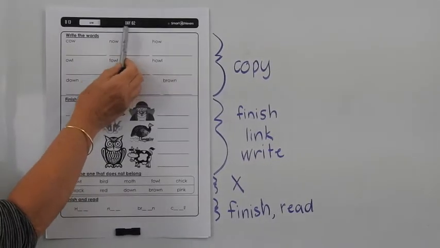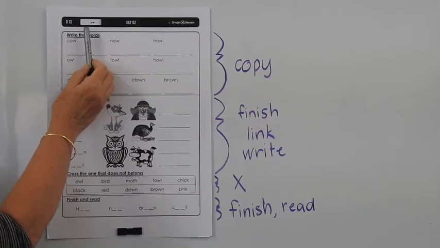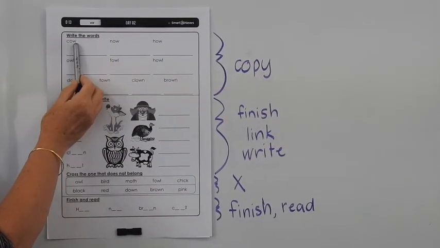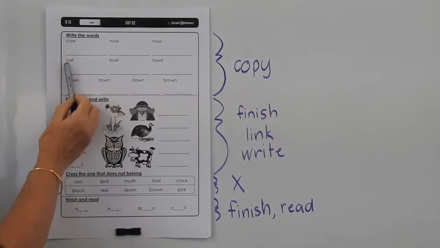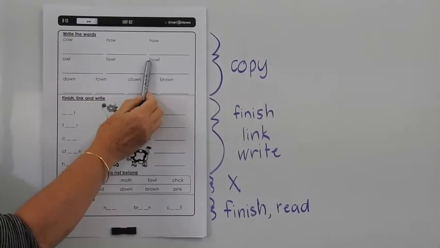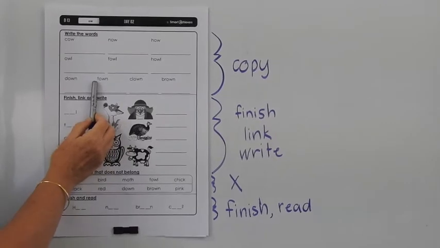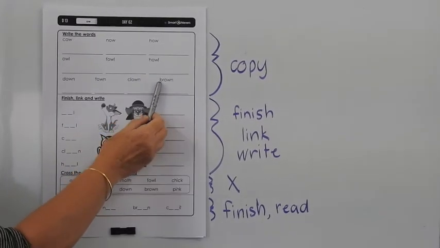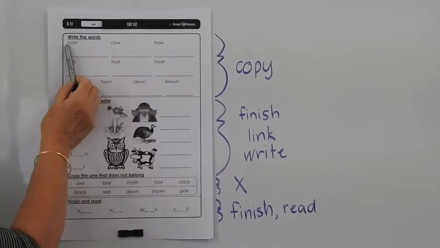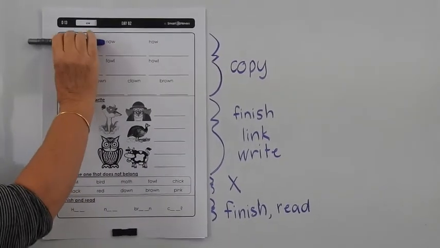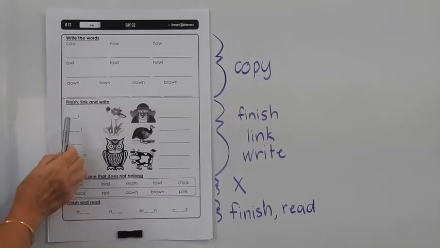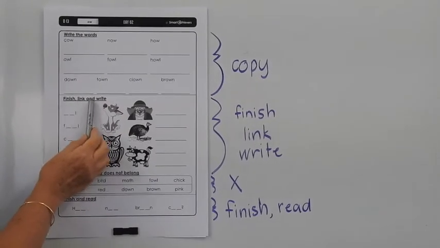D13, day 2, we're revising that the O-W can make the owl sound as in cow. So let's read these words. Cow, now, how, owl, fowl, howl, down, town, clown, brown. You can go back and read the word, sound the word, spell the word, and don't forget to cover it before you write it. Down here you have to finish, link and write.